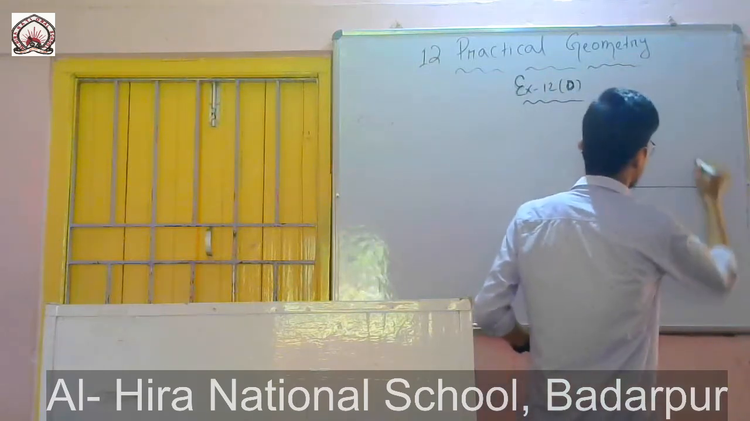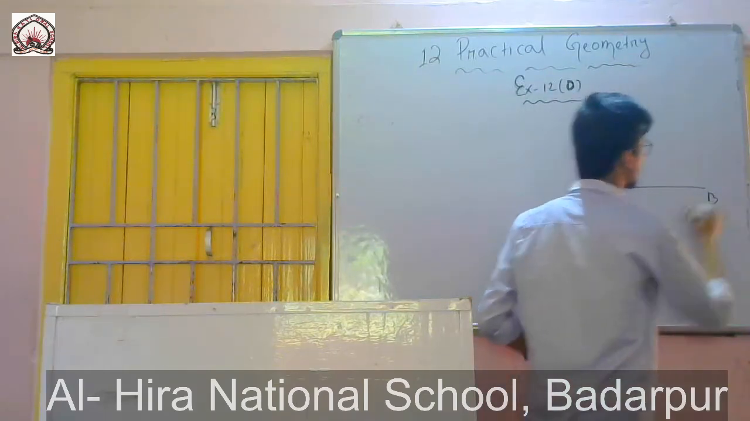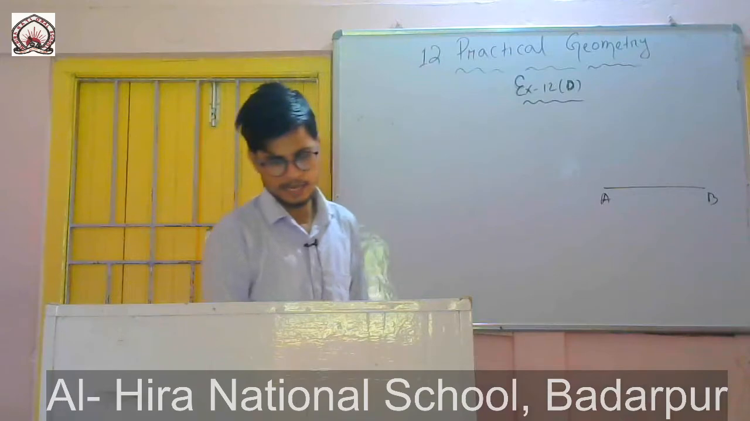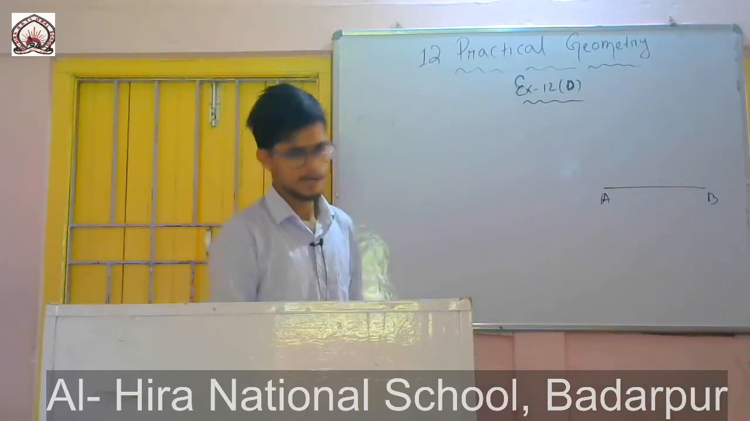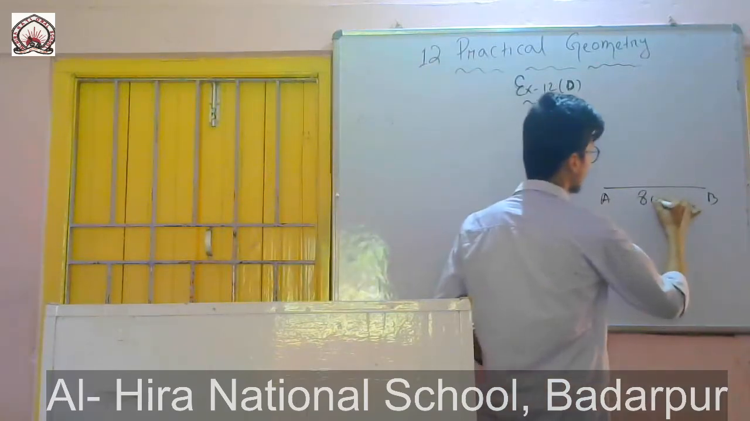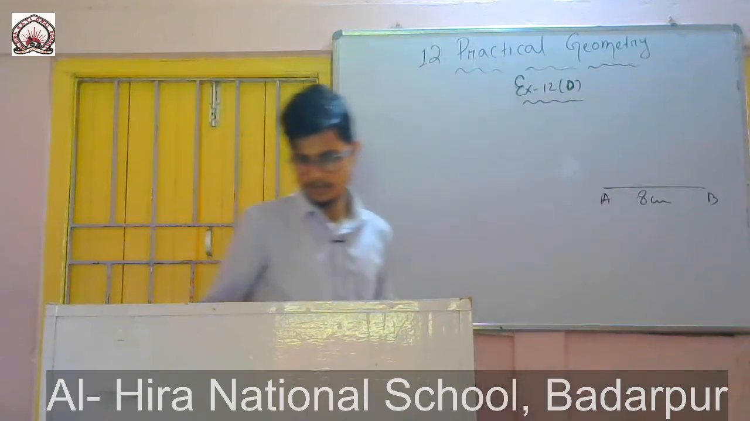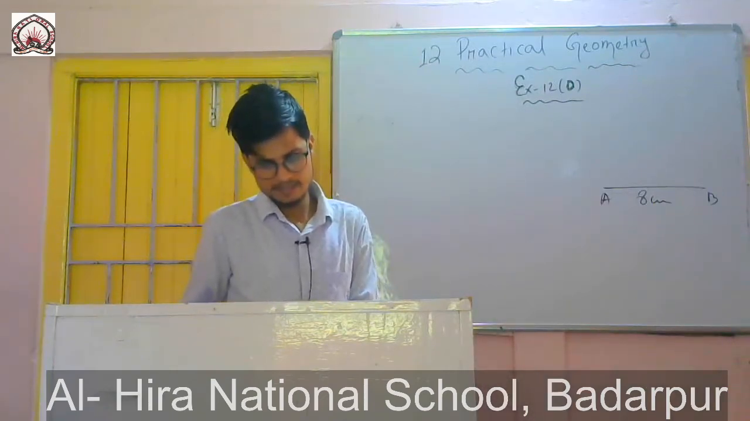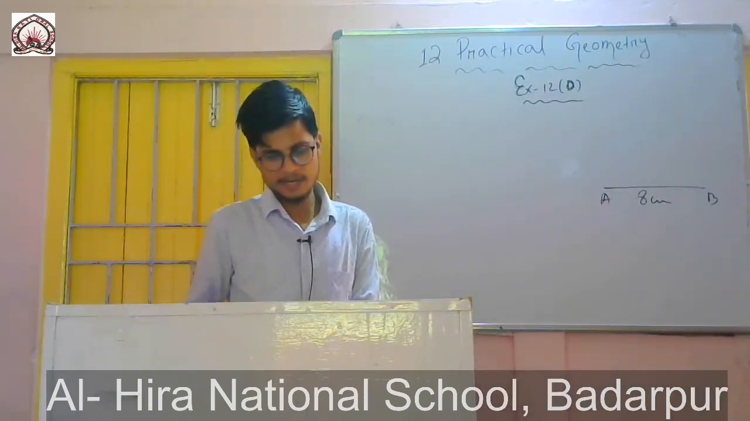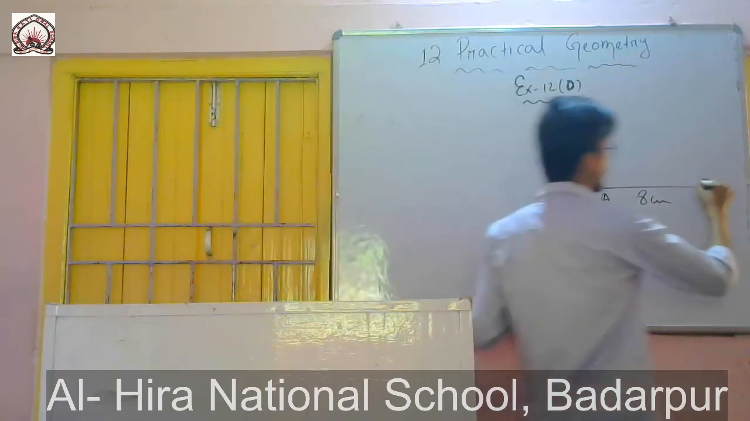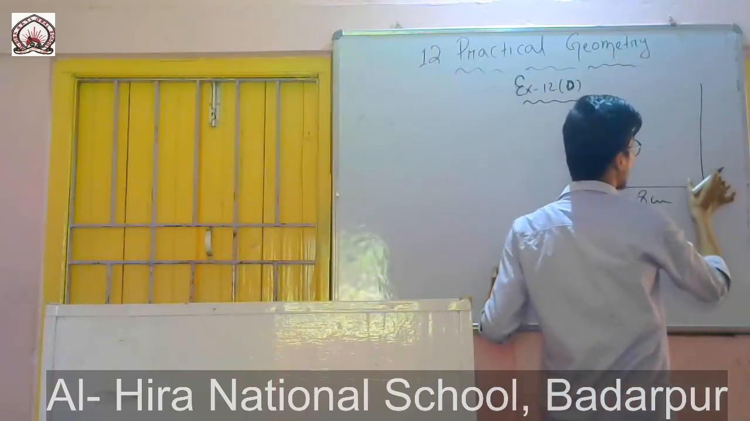So this is line AB. I am drawing the rough one first of all. It is line AB. AB is given as 8 centimeter. Okay, and it is said that it is a right triangle at angle B. That means this one will be perpendicular like this. I will draw the right angle here.